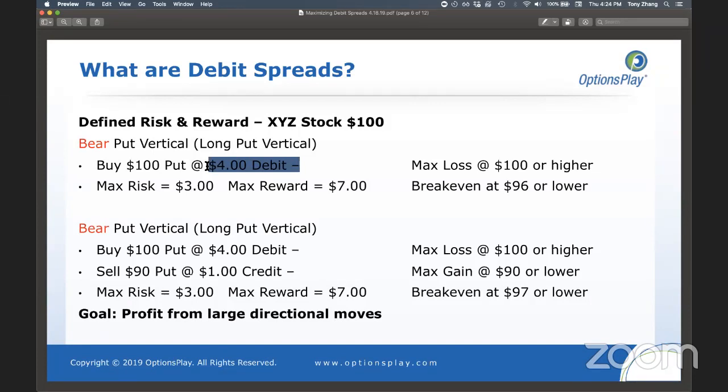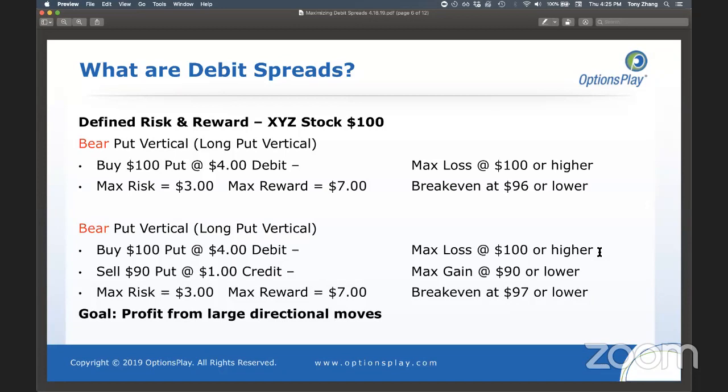So on a long put vertical, it's the same thing. We're still buying that $100 put for $4, but now we're going to sell, let's say, a lower put, a $90 put, for a dollar credit. And what that brings in is a dollar credit. So our max risk now is $3 instead of $4. And same thing, what we're giving up is upside in exchange for max reward. So this strategy will be profitable as long as the stock is $97 or lower. That's your break-even price. You will get your max profit of $7 if the stock goes to $90 or lower, and you will lose the $3 if the stock is at $100 or higher.